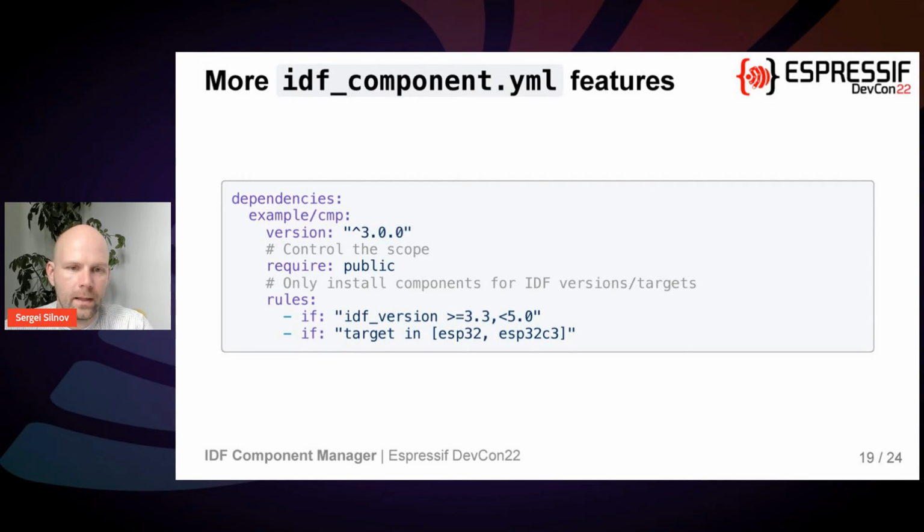You can also specify when a component should be downloaded. It is useful for projects that are built for many different targets or should work with many different IDF versions. For example, it's useful if some component is included in older IDF versions but was removed from IDF itself and moved to the component registry in newer releases.